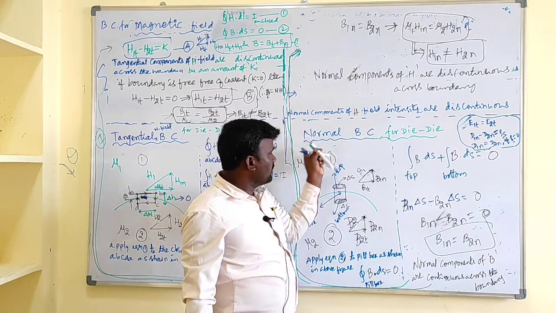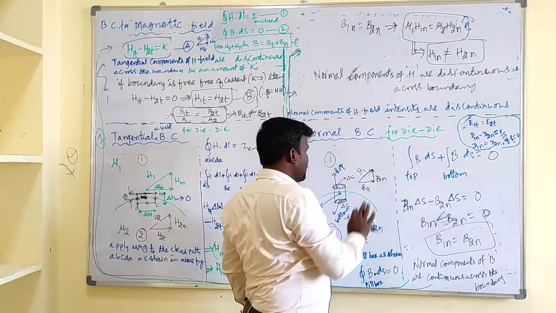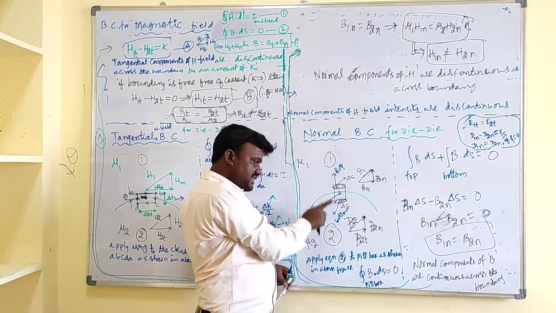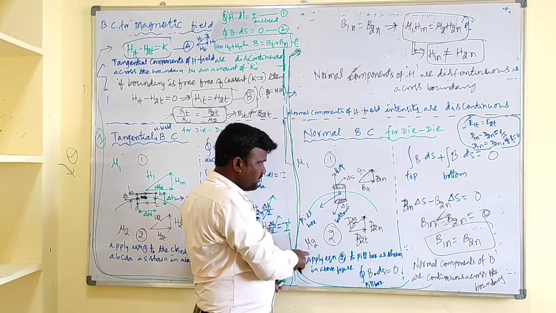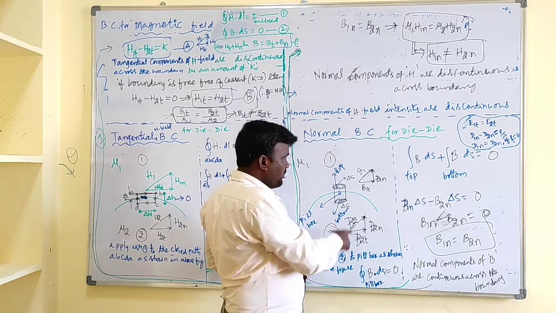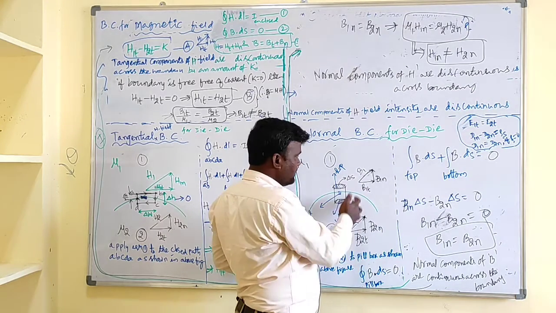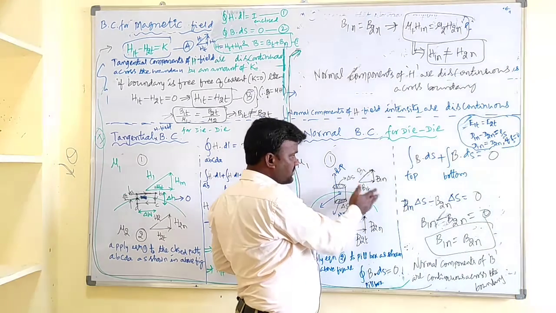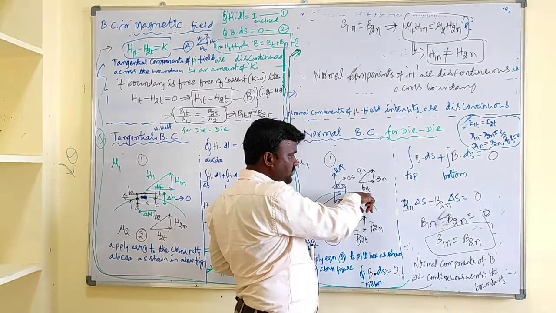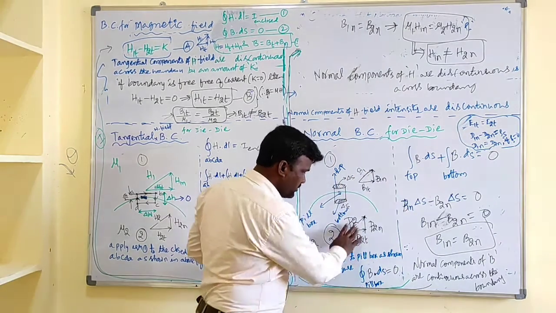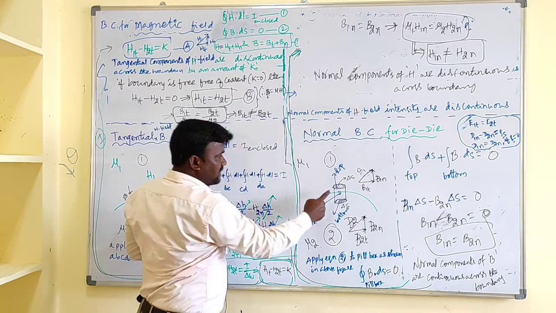Let us go for the normal boundary conditions for the magnetic field at a dielectric interface, meaning the first medium is dielectric and the second medium is also dielectric. The first medium is characterized by mu 1, the second medium by mu 2. Let us consider B1 in the first medium and B2 in the second medium. B is decomposed into two orthogonal components, one tangential and another normal. B2 is also the same.